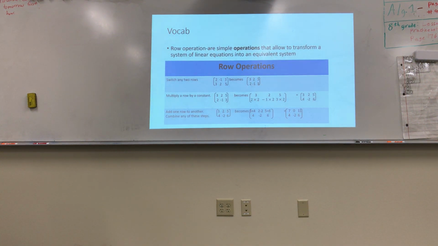Okay, row operations are simple operations that allow you to transform a system of linear equations into an equivalent system. Switch any two rows. As you can see in the first one, they switch row 1 and row 2. Then you can multiply a row by a constant, so they multiplied the bottom one by 2. What you do to one thing, you have to do to the whole thing. It is actually kind of working with your equations where if you multiply one thing of it, you have to multiply everything by it. It's the same exact concept.